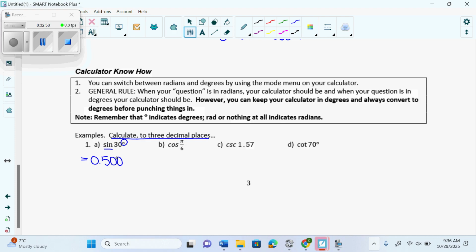Okay. Cos pi over 6. So now if I immediately go cos pi over 6, it's going to give me the right answer. No. Pi over 6 is in what? Radians. So I go to press the cos button and I'm like, no, girl, no. Go change your mode, because you're in degrees. We just did the last question in degrees. Don't do that. That'd be dumb.